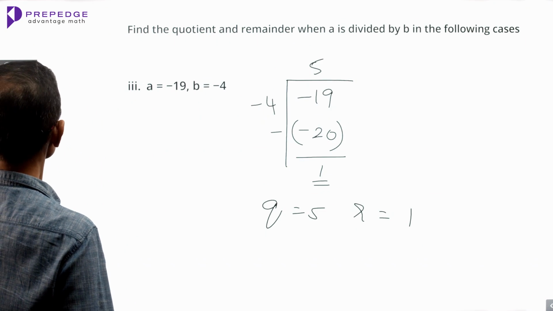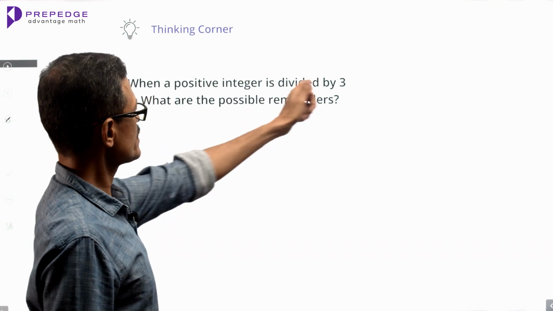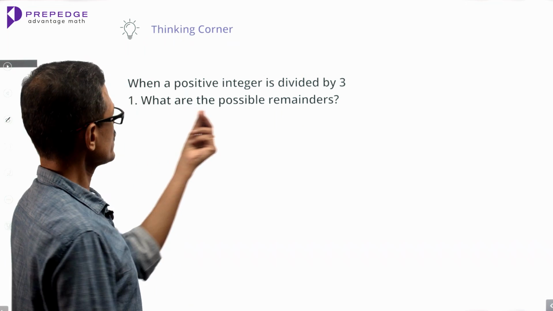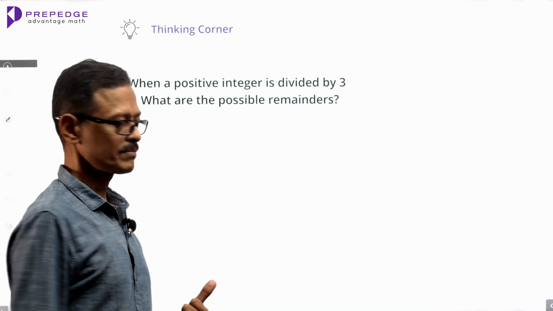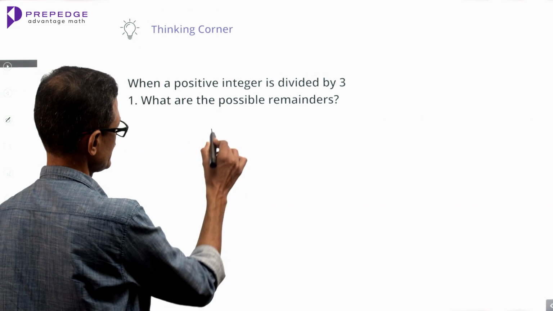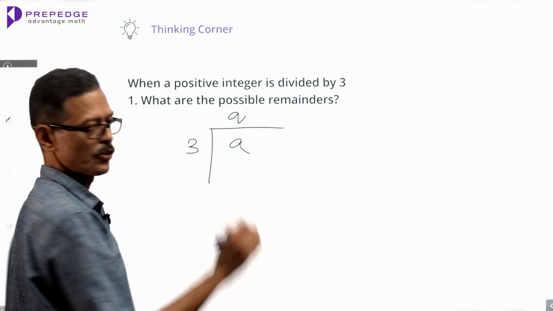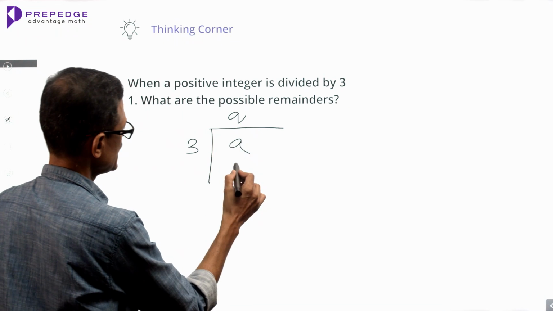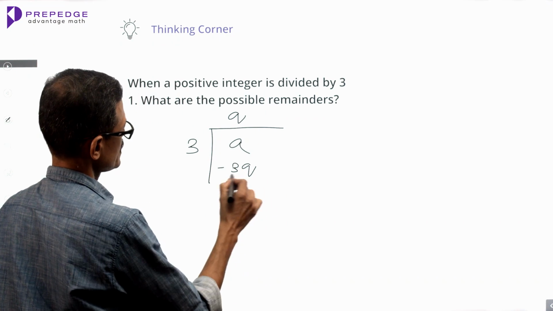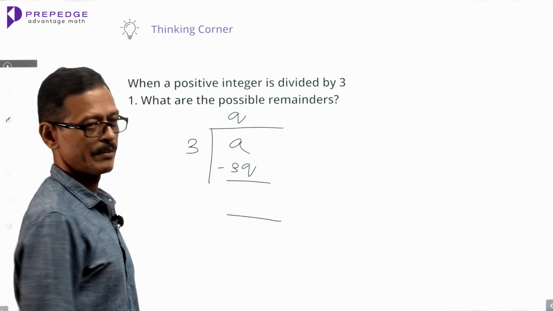மூவ் ஆன் டு த திங்கிங் கார்னர். திங்கிங் கார்னரில் என்ன சொல்லியிருக்காங்க? When a positive integer is divided by 3, what are the possible remainders அப்படின்னு கேட்டிருக்காங்க. Let's quickly pick this positive integer a னு ஒன்று எடுத்துக்கலாம். அதை 3 ஆல் டிவைட் பண்ணுறோம். நமக்கு கிடைக்கிற quotient வந்து q னு இருக்கும். So essentially we'll say 3q இங்கே வந்து subtract பண்ண போகிறோம். Subtract பண்ணி முடிச்சோம்னா what will we get as the remainders?